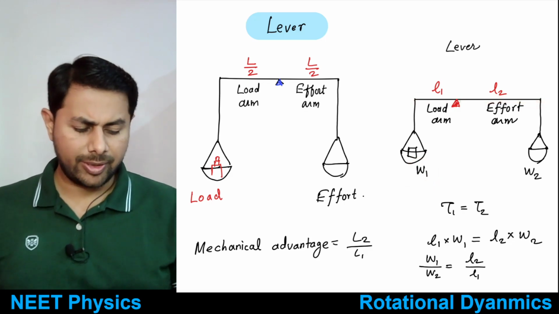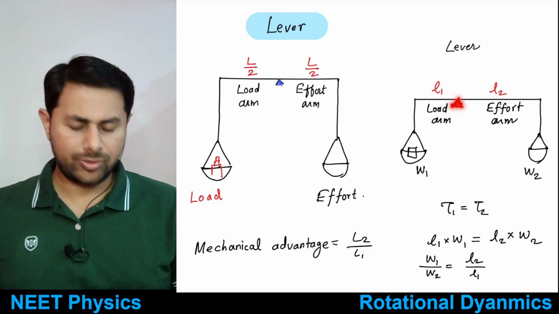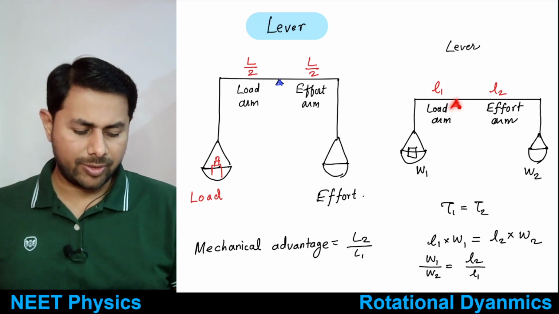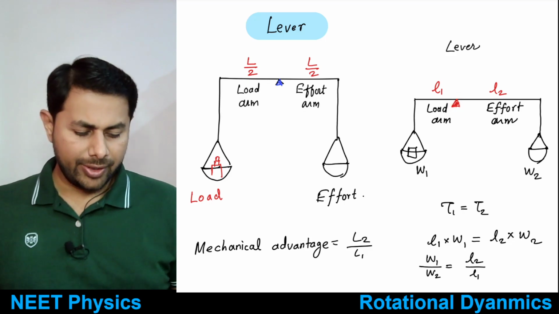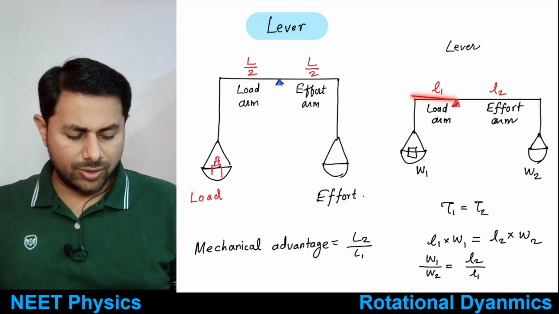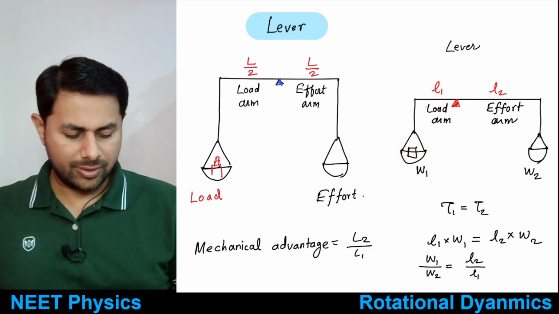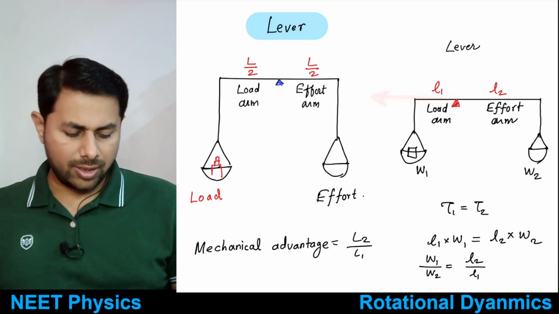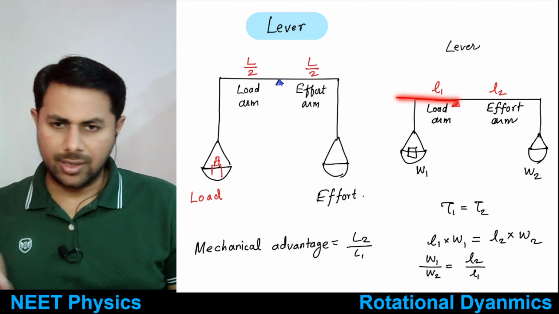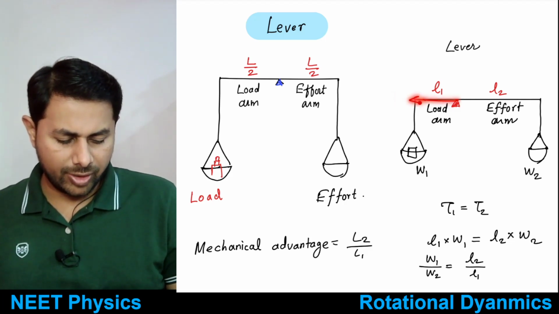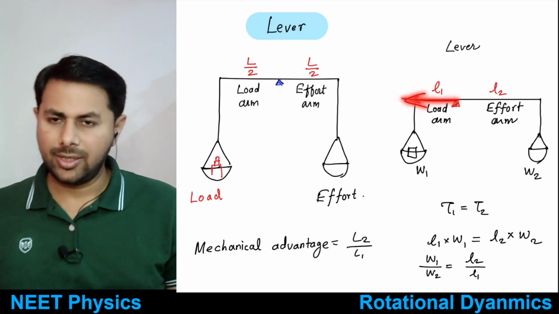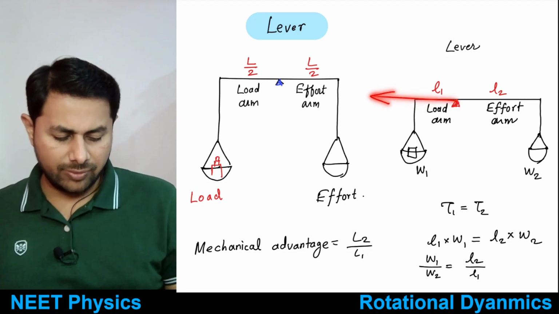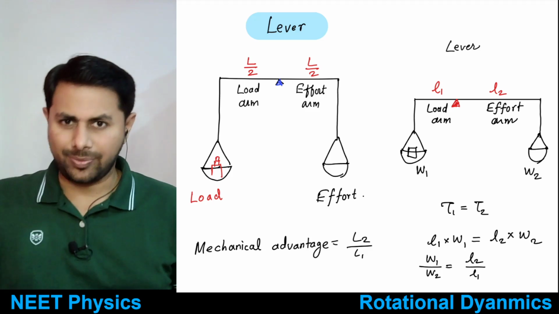So now what will happen? Suppose the lever is pivoted about this point, then there would be torque due to these weights. If you draw the position vector of this force, it is directed like this. So this is L1, this is the direction of L1.